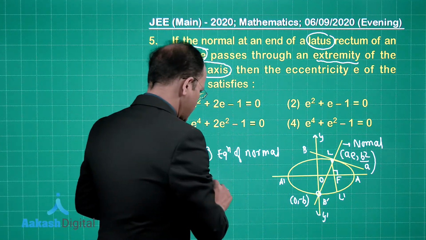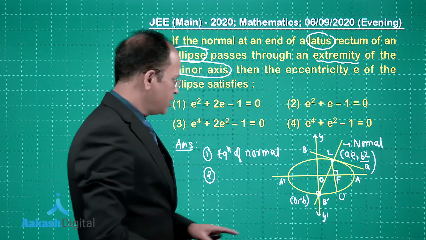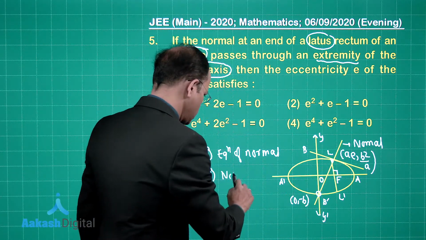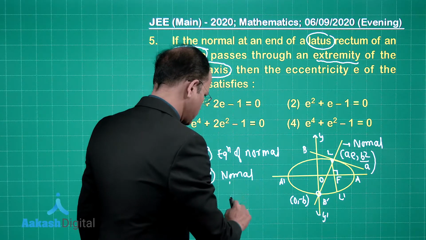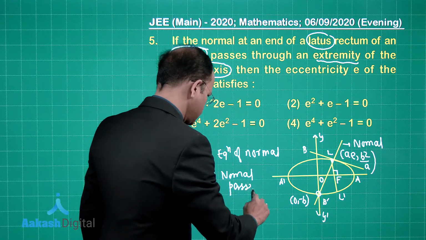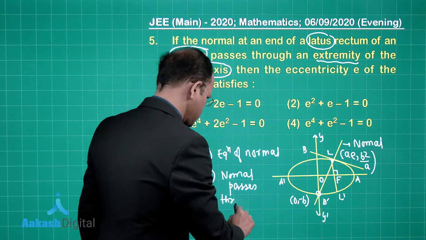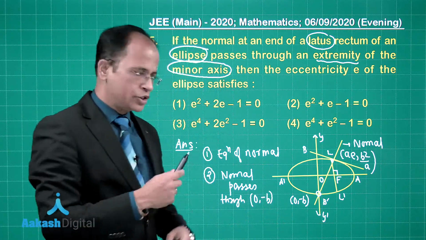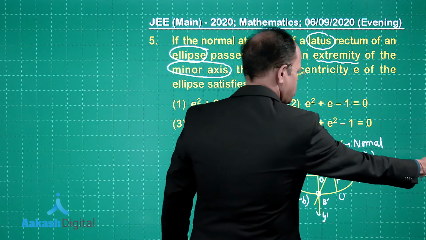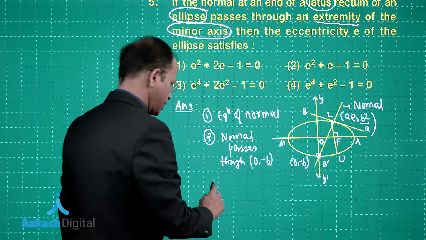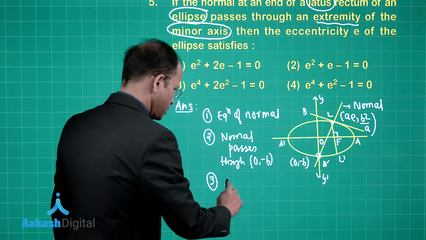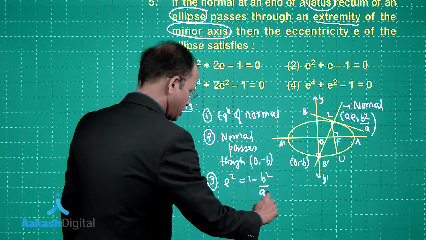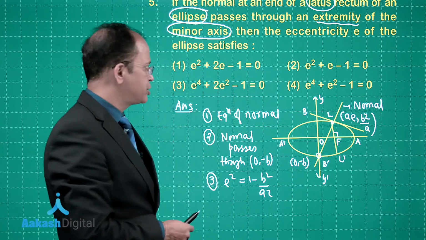And the second part is the normal passes through 0 comma minus b. So there also we'll get one relation. And again, the next one is a very important thing. This relation you need to use. So these are the 3 things which you need here.